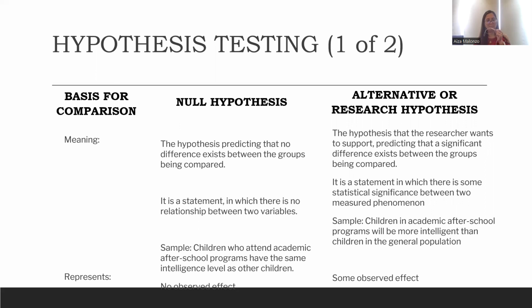For example, children who attended an academic after-school program have the same intelligence level as other children, while on the other hand, children in an academic after-school program will be more intelligent than children in the general population. And based on that, it represents some observed effect in the alternative testing.